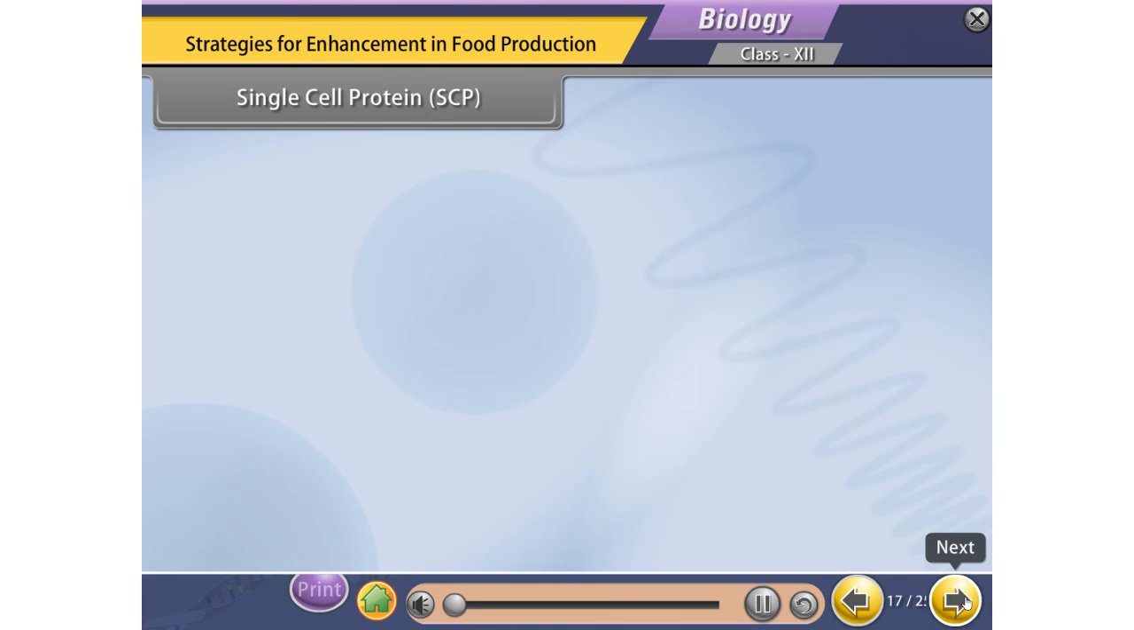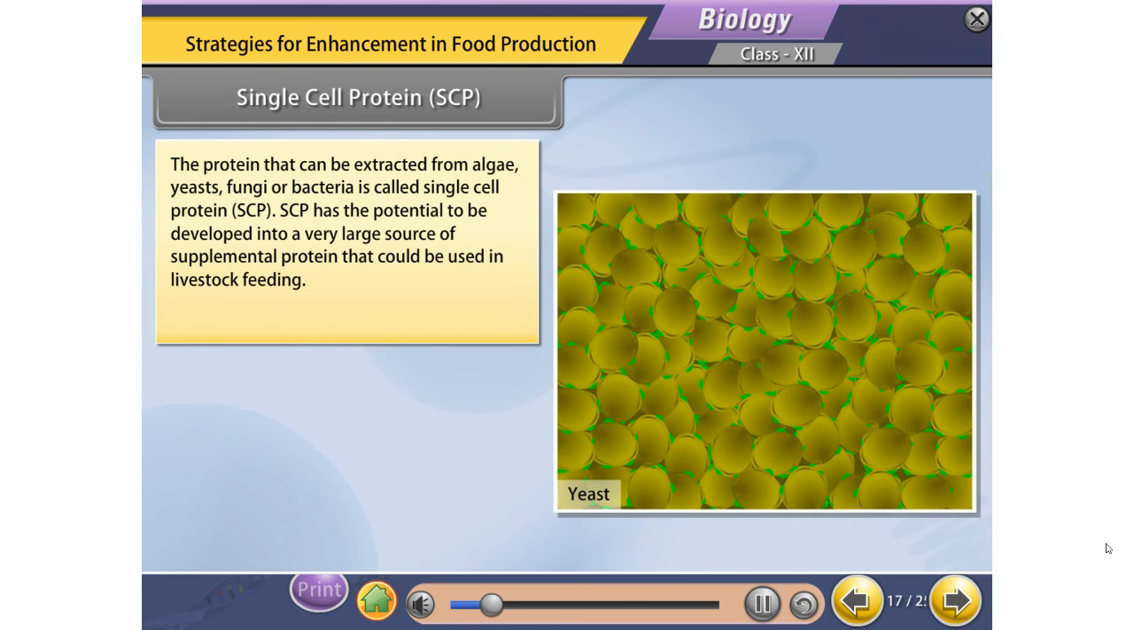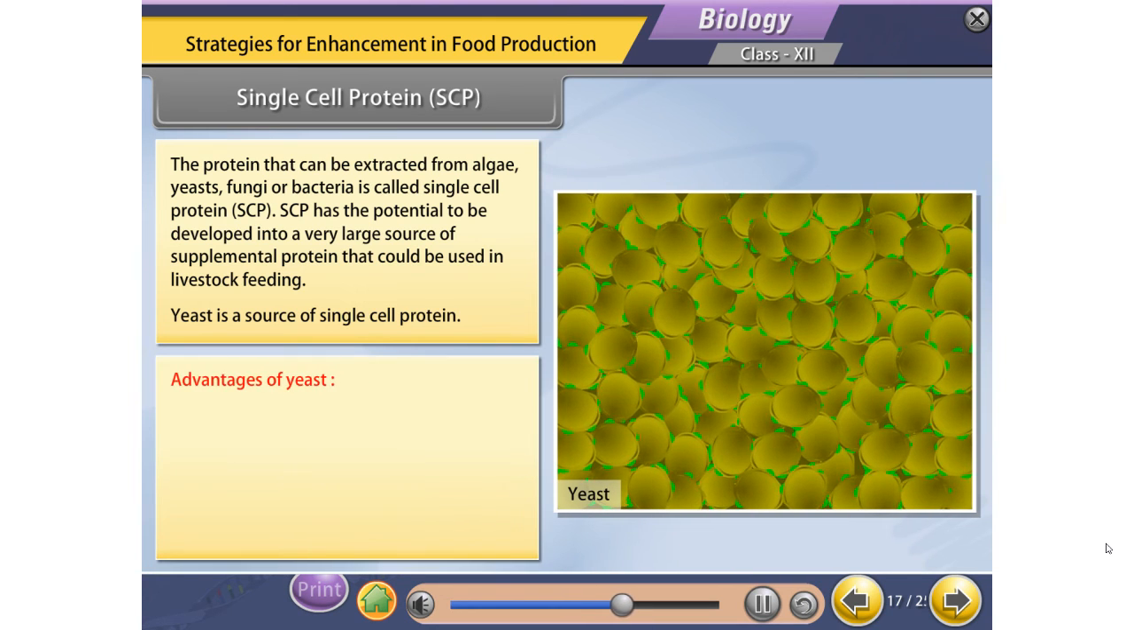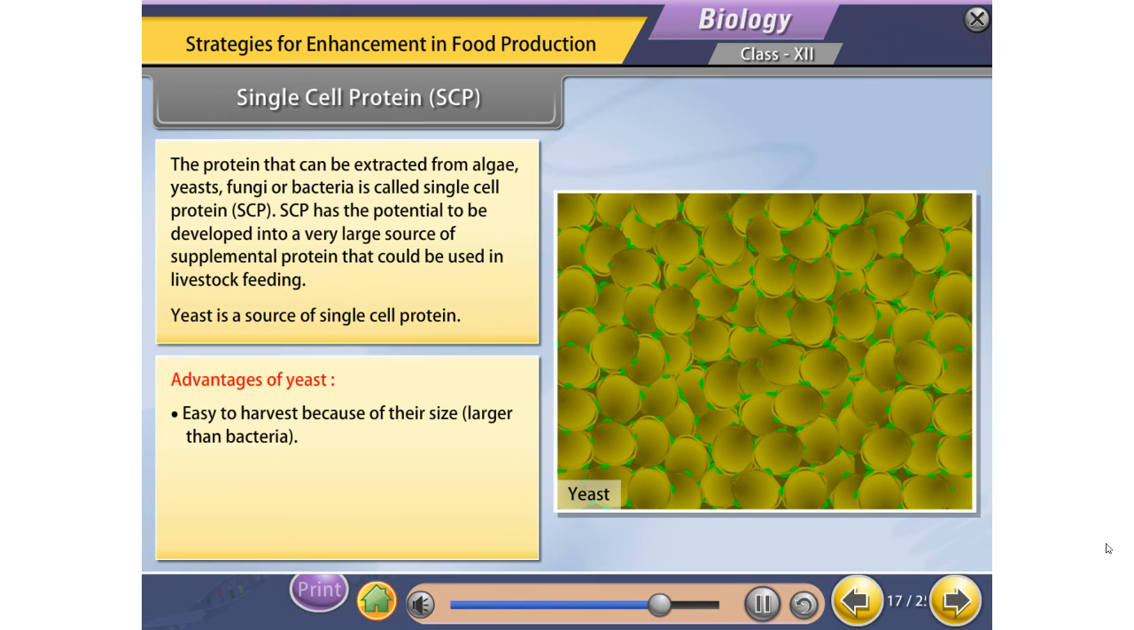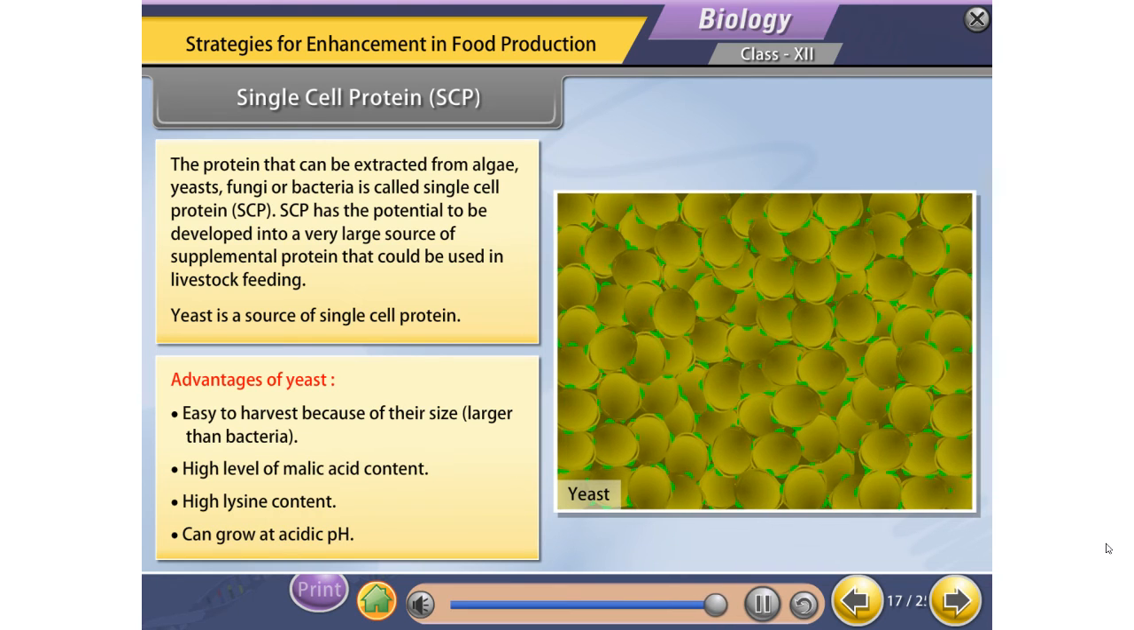Single cell protein (SCP). The protein that can be extracted from algae, yeasts, fungi or bacteria is called single cell protein (SCP). SCP has the potential to be developed into a very large source of supplemental protein that could be used in livestock feeding. Yeast is a source of single cell protein. Advantages of yeast: easy to harvest because of their size, that is larger than bacteria. High level of malic acid content. High lysine content. Can grow at acidic pH.